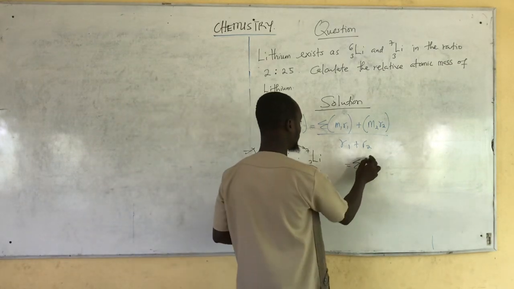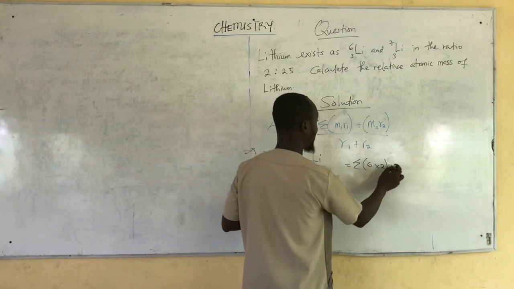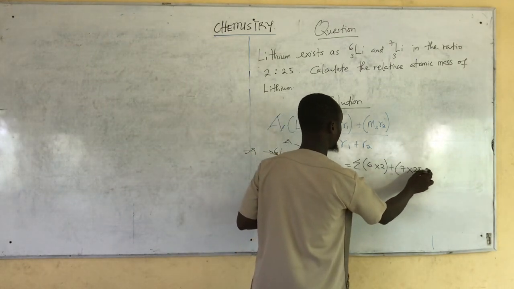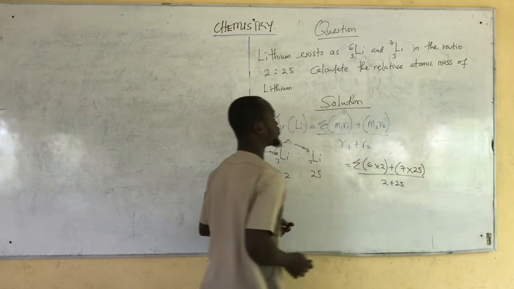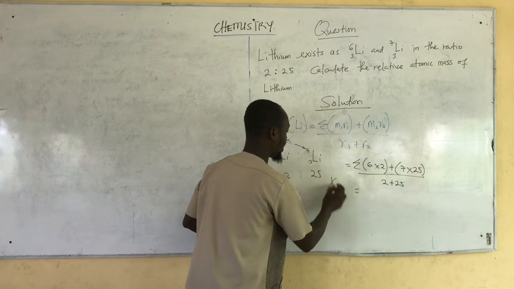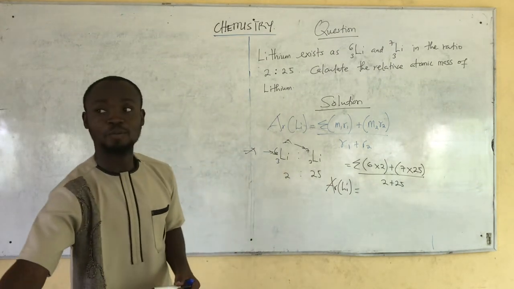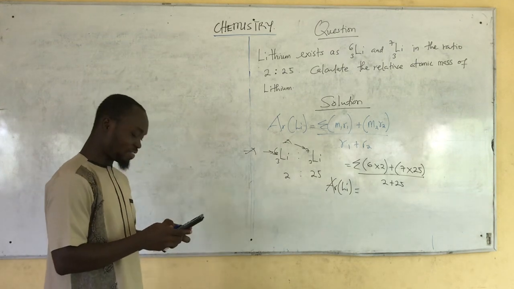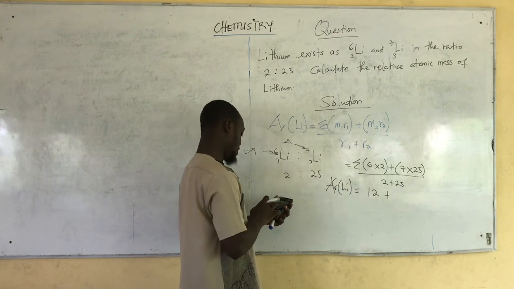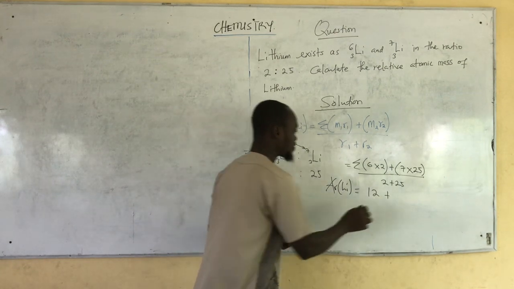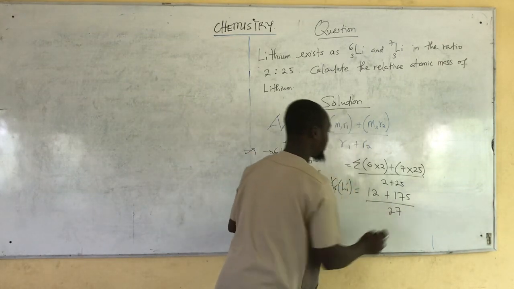So we have the summation of the mass of the first one, that is 6, times its ratio, which is 2, plus the mass of the second one, 7, times its ratio, 25, all divided by the total ratio, 2 plus 25. Is that okay? Now, our AR of lithium will be equal to what? This is just a simple mathematics calculation. Is that okay? So we have 6 times 2, which is 12, plus 7 times 25, and that is 175, divided by 2 plus 25, that is 27. Is that okay?